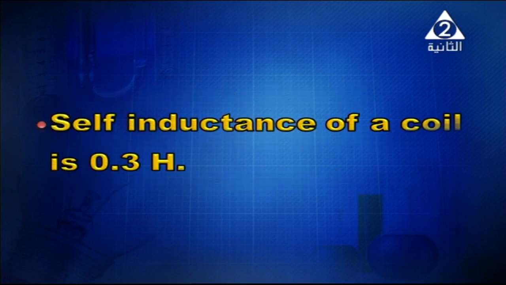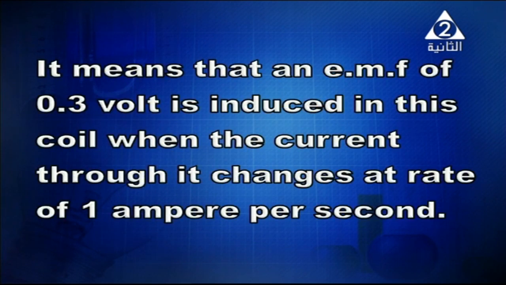What's meant by the self-inductance of a coil is 0.3 Henry? Inductance of a coil is 0.3 Henry. It means 0.3 volt is induced in this coil when the current flowing through the coil changes at a rate of 1 ampere per second. So it means an EMF of 0.3 volt is induced in this coil when the current through it changes at a rate of 1 ampere per second.